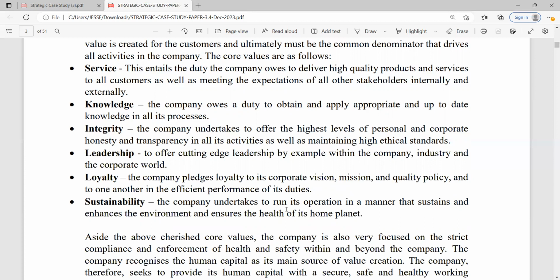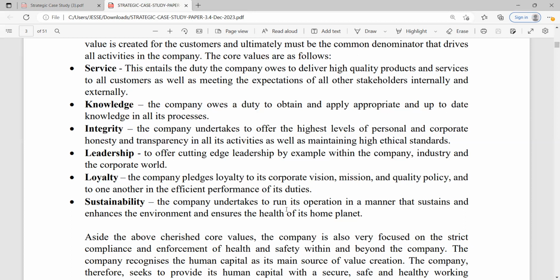In future, we will talk about the McKinsey 7S model, which basically looks at the different aspects to a business, right? The different aspects to a business and how these aspects work together to deliver a solid organization. So we would look into that at a later time. But let's focus on what are the core values. You have service, you have knowledge, you have integrity, you have leadership, you have loyalty, you have sustainability.